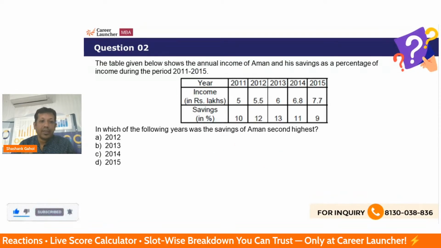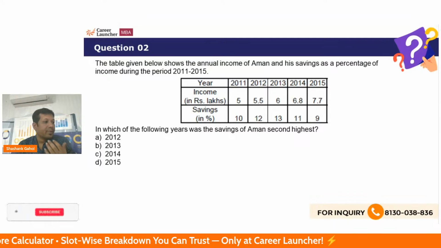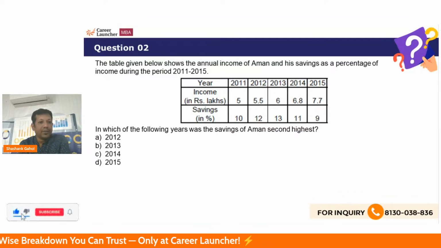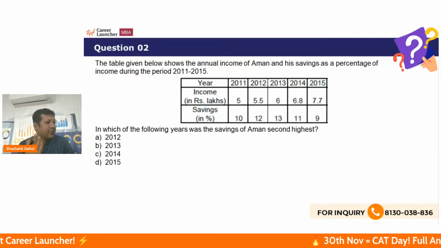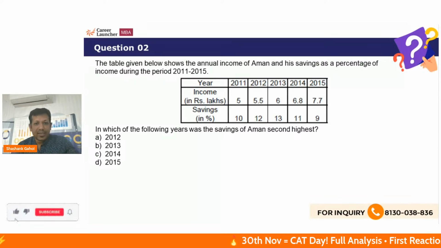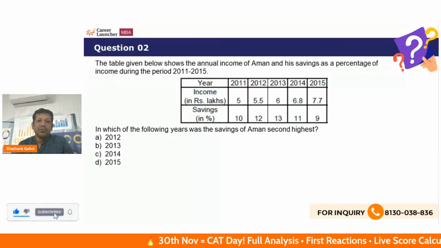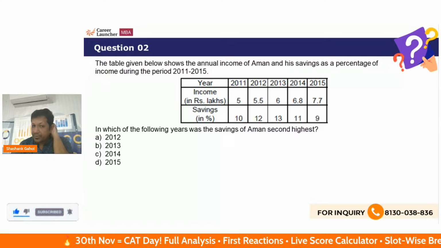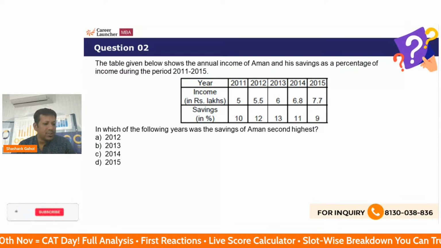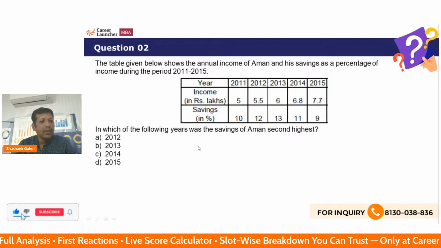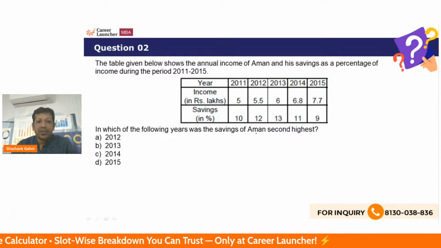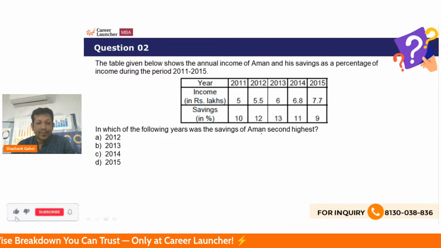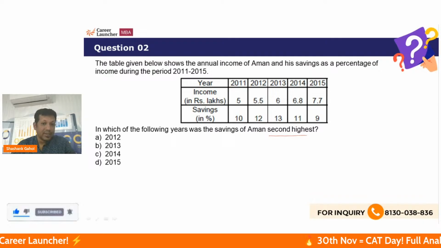Now, the next one, what does it say? The table given below shows the annual income of Aman and his savings as a percentage of income. Okay, so these two things are given to us. The year is given, the saving percent is given, so all those things are given to us. Now the question is talking about in which of the following years the saving of Aman was second highest. Okay, now the question is not talking about highest, the question is talking about second highest.